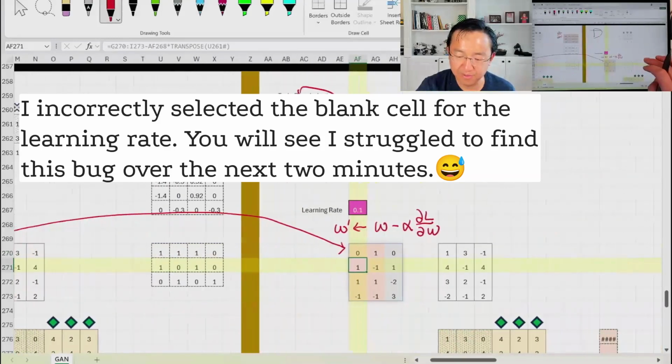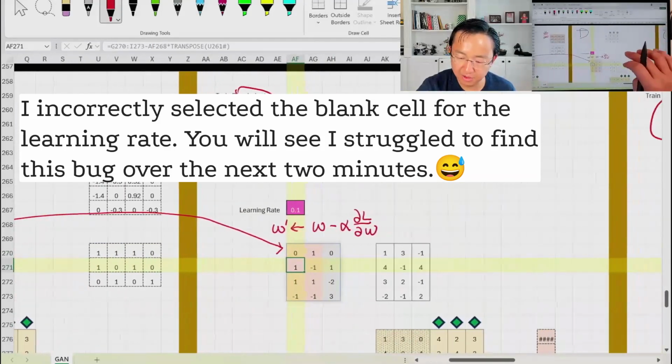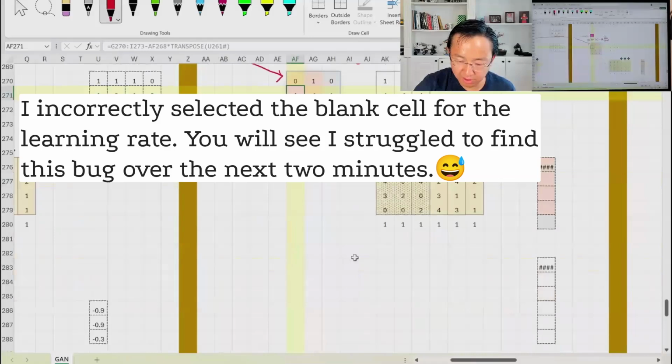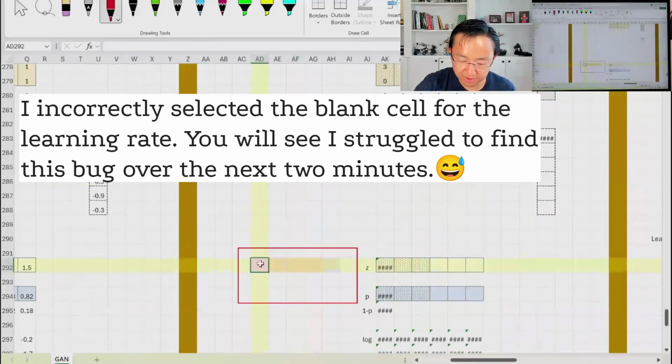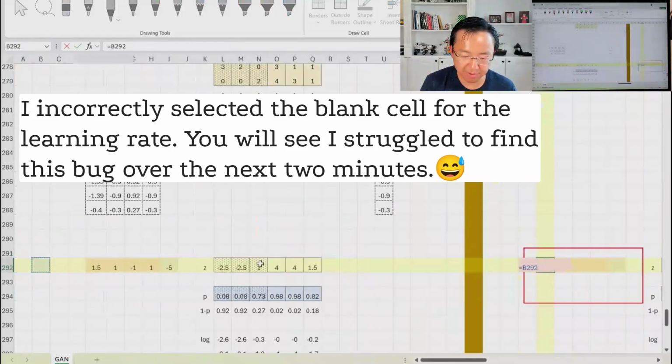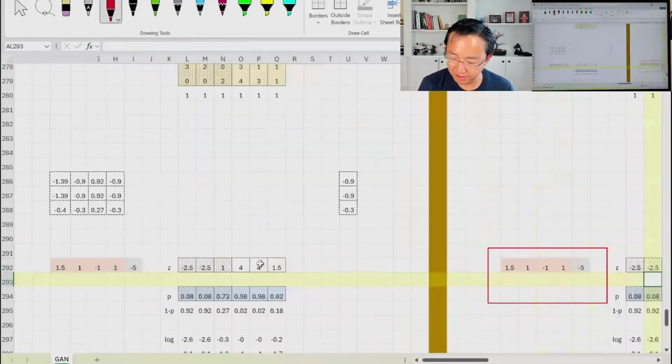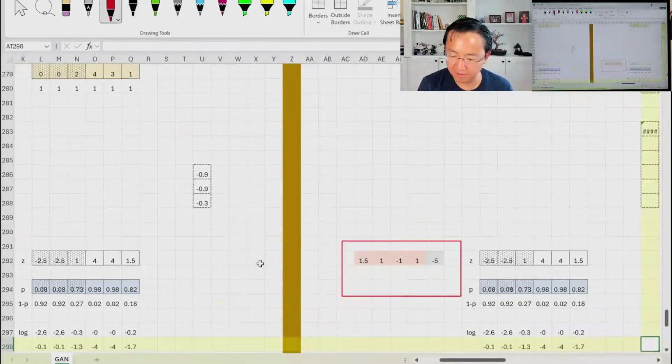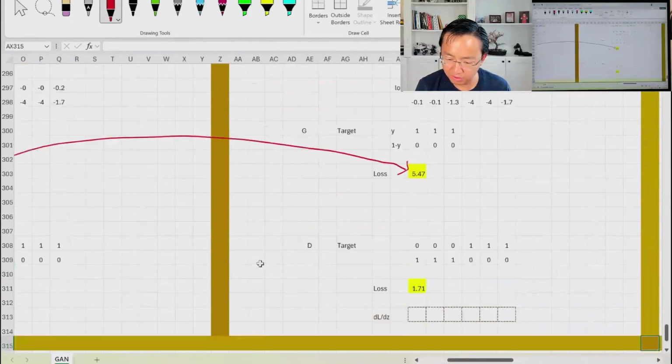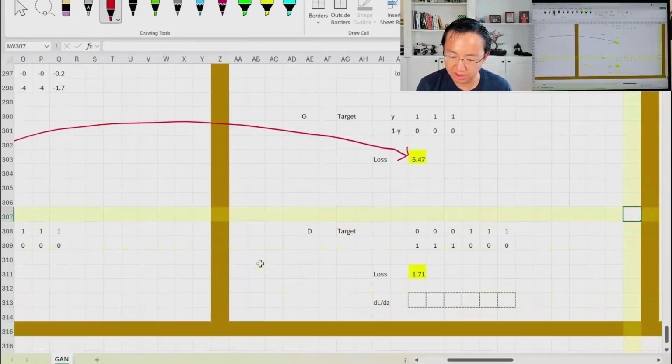Ta-da! So I have my updated weights, and I go down here. How about the discriminator weight? Because I only train the generator, my discriminator weight does not change. I can just copy from my previous step. Okay, so there's no change here. And then let's go down because I have all these questions down here. Now I have updated my loss function.